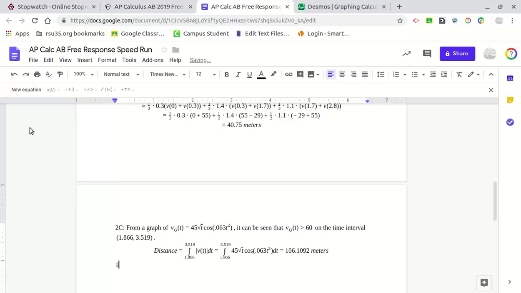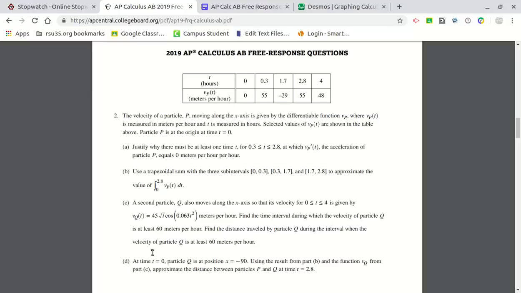Nice. Okay. Nope, 2D. I deleted problem 1. 2D. Okay. At time t0, it's at x equals -90. Using the result from part B and vQ, approximate the distance between particles P and Q at time t equals 2.8.